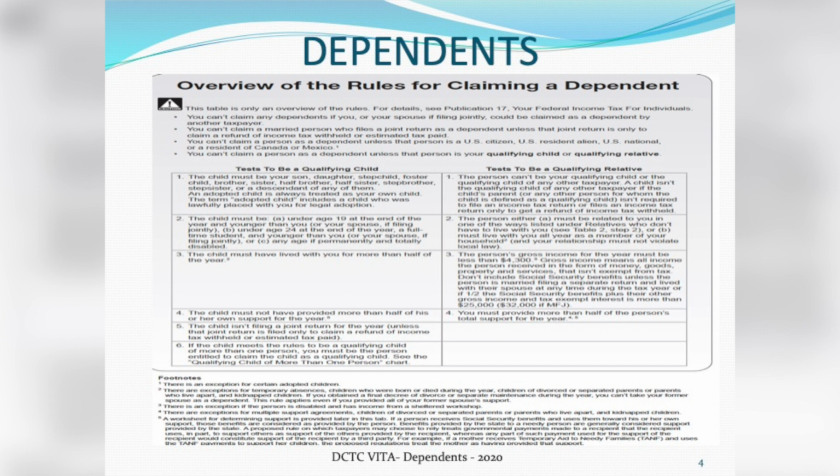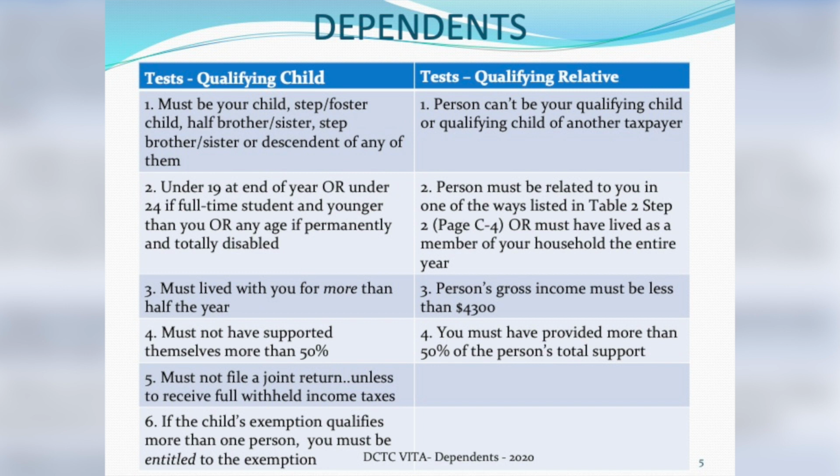I have summarized this chart on the following slide. However, I do want you to notice the 5 footnotes located at the bottom of the chart on page C-1, as you might need to refer to them from time to time. Now, this is the chart I referred to in the previous slide. If you will notice, we have tests for qualifying child on the left and tests for qualifying relative on the right. So let me just read through them.